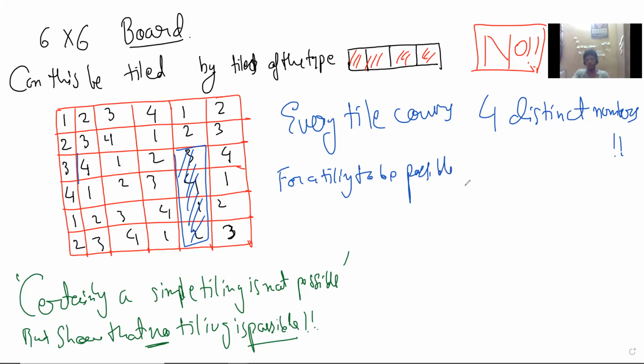So does everybody see this? Like for a tiling to be possible, there should be an equal number of ones, twos, threes, and fours, because every tile is taking one of each number. Exactly. Every tile is doing that. But you see that we don't have an equal number of ones, twos, threes, and fours. Okay, we don't have an equal number of ones, twos, threes. You can check it.